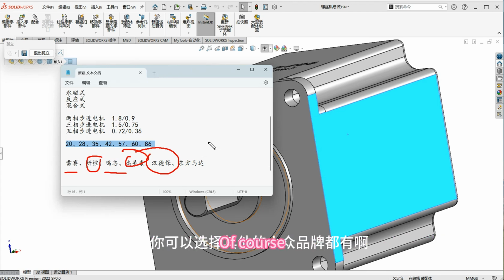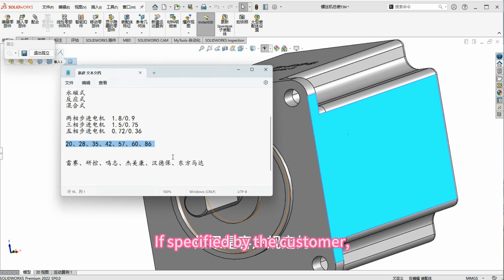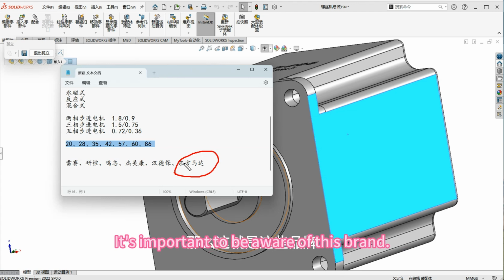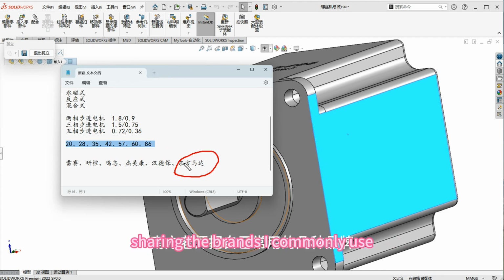They are available. Of course, Oriental Motor is a Japanese brand. If specified by the customer, we might need to choose this one, which is more expensive, but offers better performance. Oriental Motor. It's important to be aware of this brand. So, these are the brand selection. Depends on company policy or customer specification. This should be chosen based on the actual situation. I'm just sharing the brands I commonly use as examples for you.